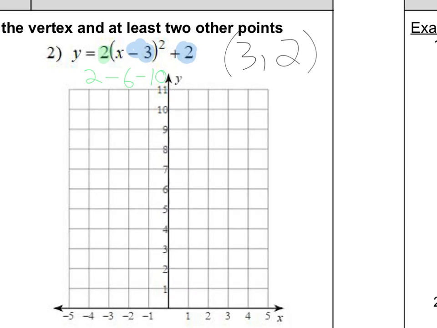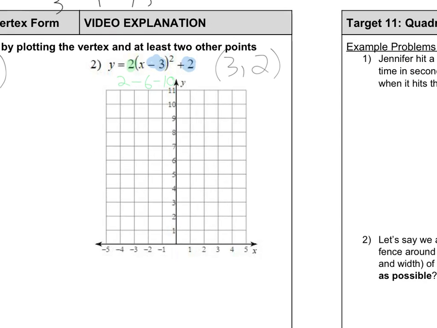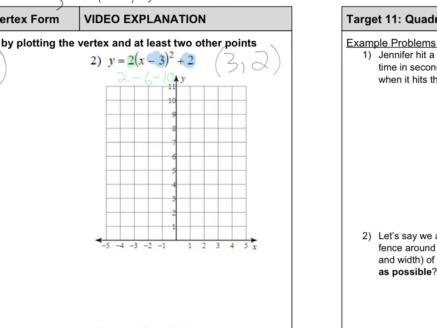But I'll probably run out of graph. All right, vertex is at 3 comma 2. So I put a dot there. From here, I'll go up 2 over 1 in each direction. From there, I'll go up 6 over 1 in each direction. And as predicted, I ran out of graph. Once you've got your points, connect them with a curve.